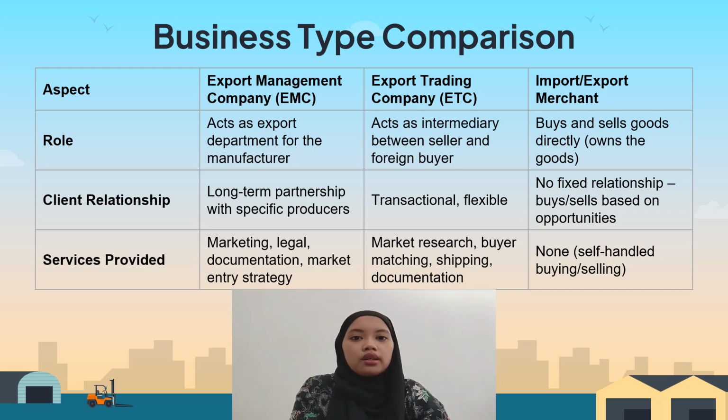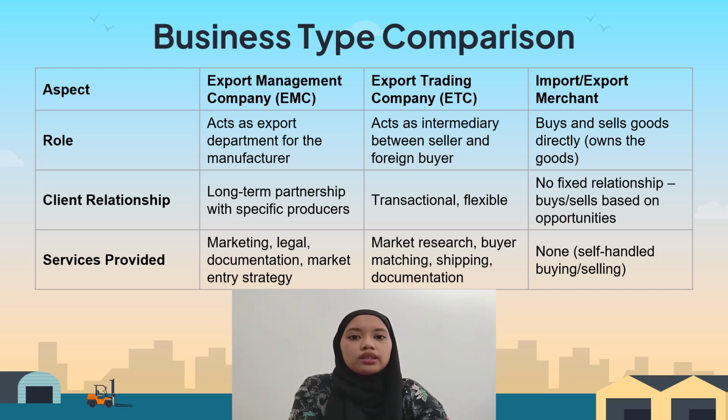So next is client relationship. For the EMC, they have long-term partnership with specific producer. For ETC, we have a transactional and flexible client relationship. For import or export merchants, they have no fixed relationship, buying or selling based on opportunities.